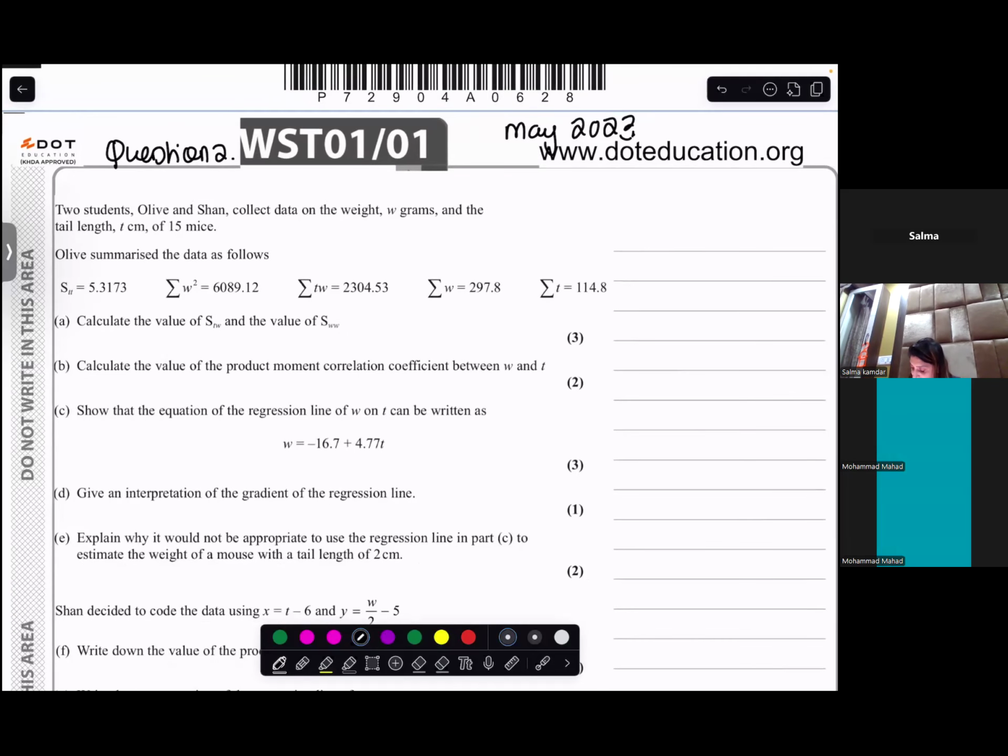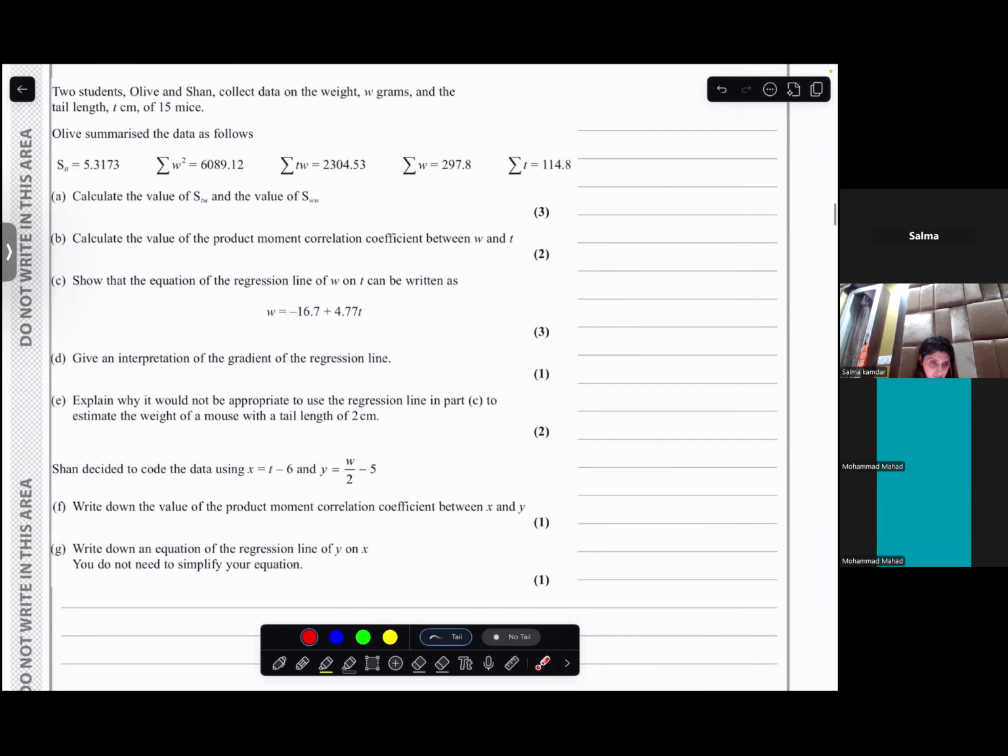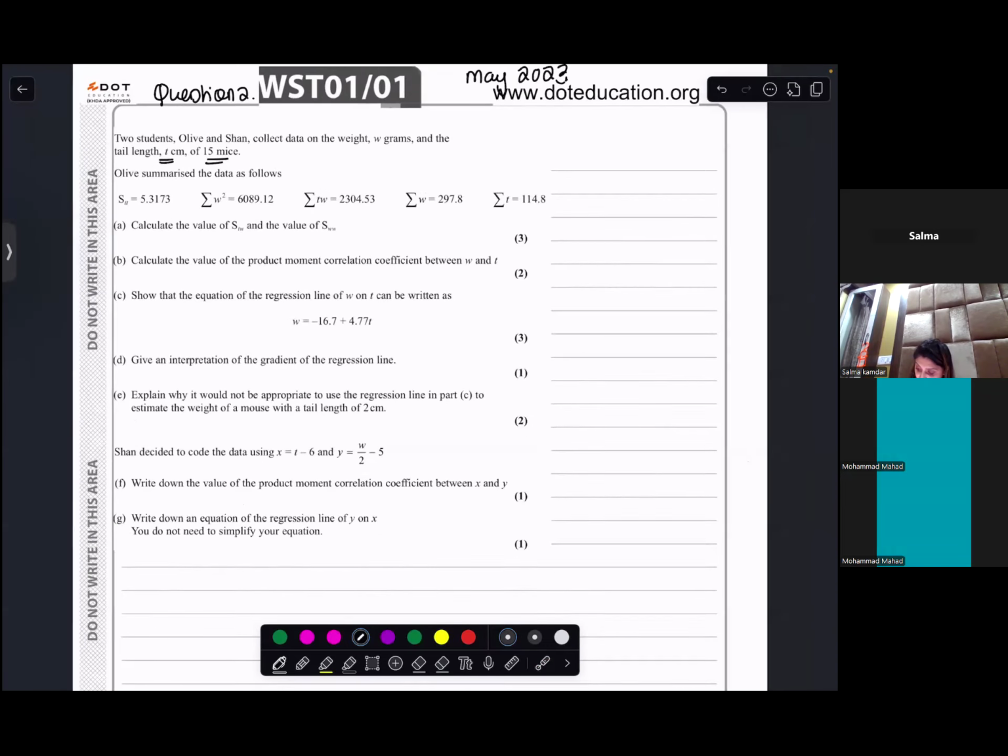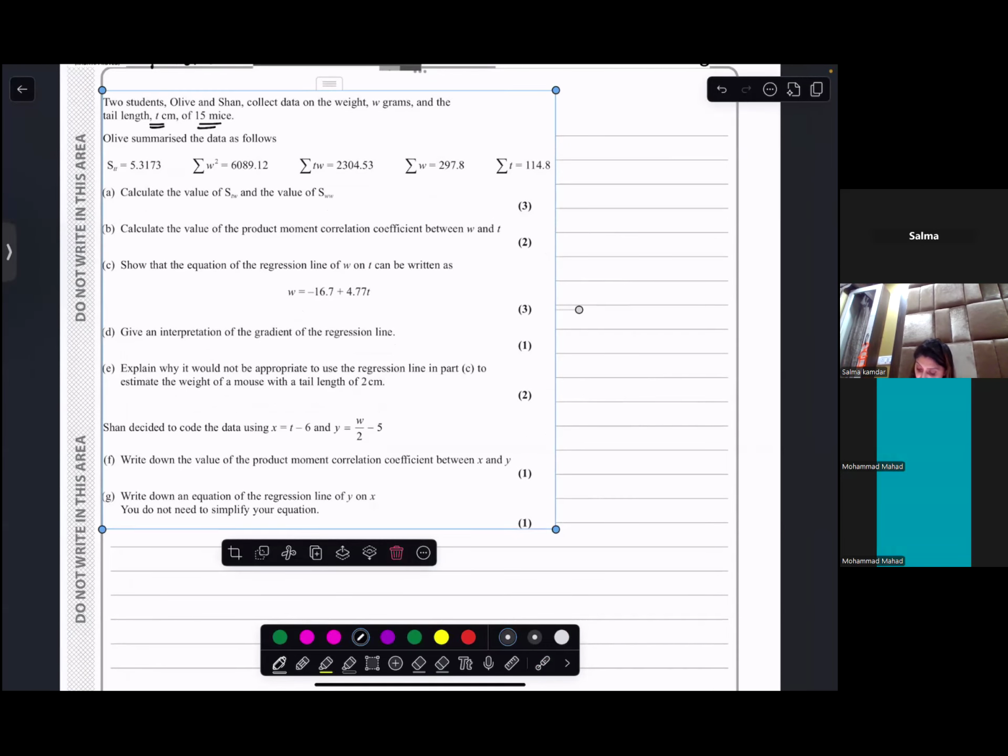Okay, so we are doing Edexcel Statistics 1, May 2023 paper, question number 2, and this is related to correlation and regression. Can you please read the question for me? Two students, Olive and Sean, collected data on the weight, W grams, and the tail length, T centimeters, of 15 mice. So I have weight in grams, length is T centimeters, and n is 15.